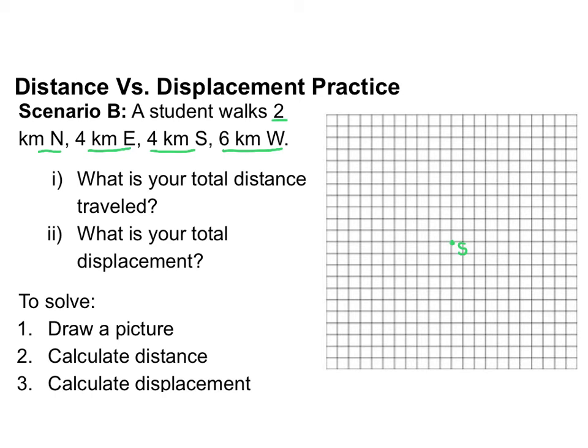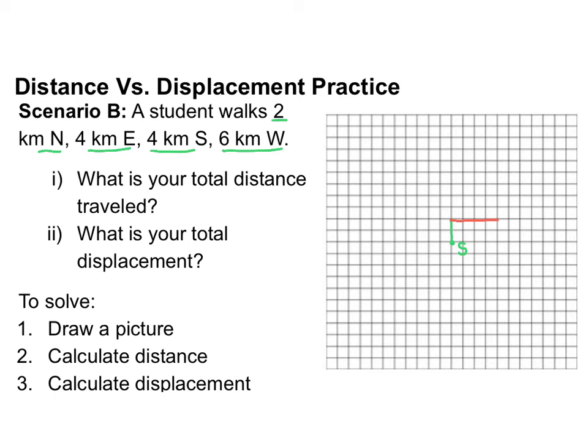So let's start. I'm going to go from my start, and I'm going to go 2 kilometers north. So I'm going to go up 2. Now don't pick up your pencil in between, okay? I'm going to go 4 kilometers east. 1, 2, 3, 4. Don't pick up your pencil.